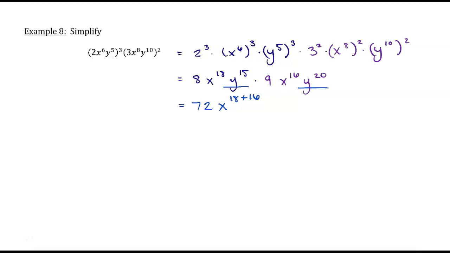This becomes y raised to the exponent of 15 plus 20. Finally, at our last step, we can simplify this to 72 times x raised to the exponent of 34 times y raised to the exponent of 35. This example uses all of the properties that we've covered so far. Now let's take a look at the quotient rule.